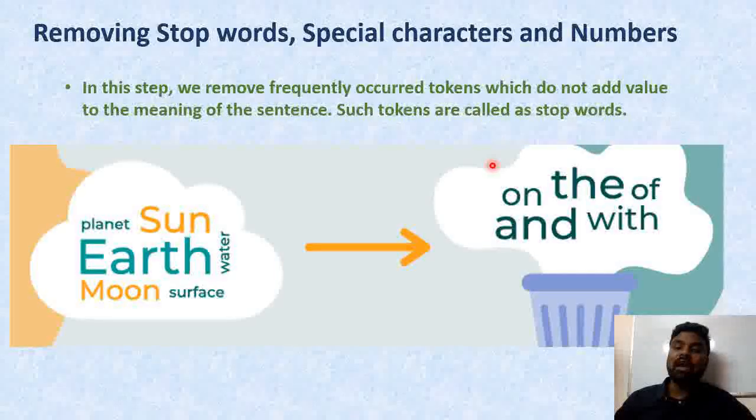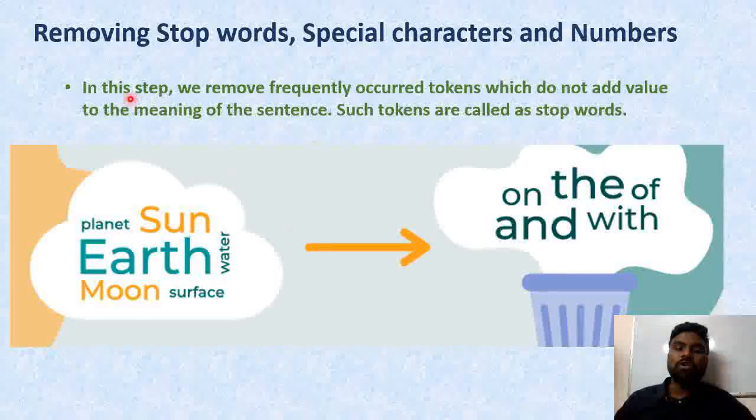Okay, they are just used in a sentence to actually have a relationship between the important words, जैसे कि planet, sun, earth, water, moon, surface. इस तरह के जो important words हैं उनके बीच में relationship बनाने के लिए इन stop words का यूज किया जाता है. Okay, so pre-processing में हम करते क्या है, ये सारे stop words को we just dump into the dustbin. हम उनको हटा देते हैं. We don't use such type of stop words.